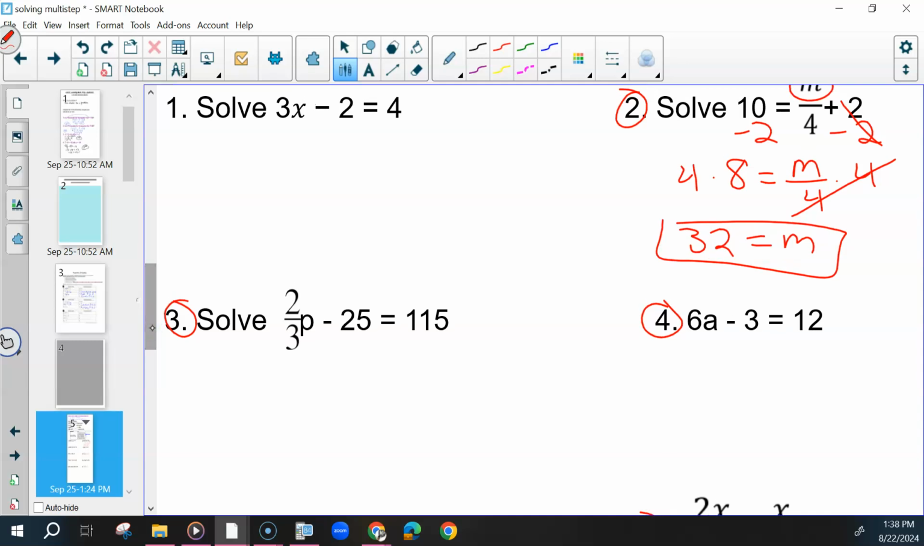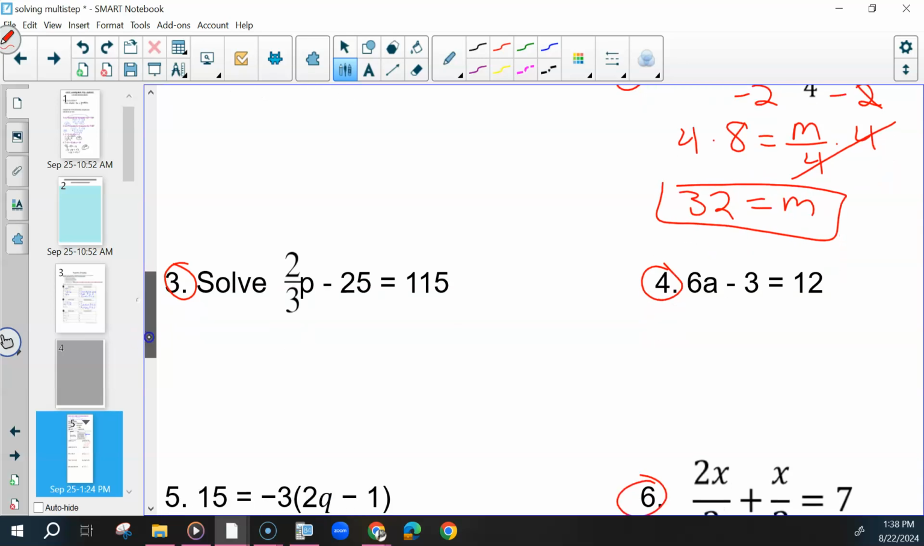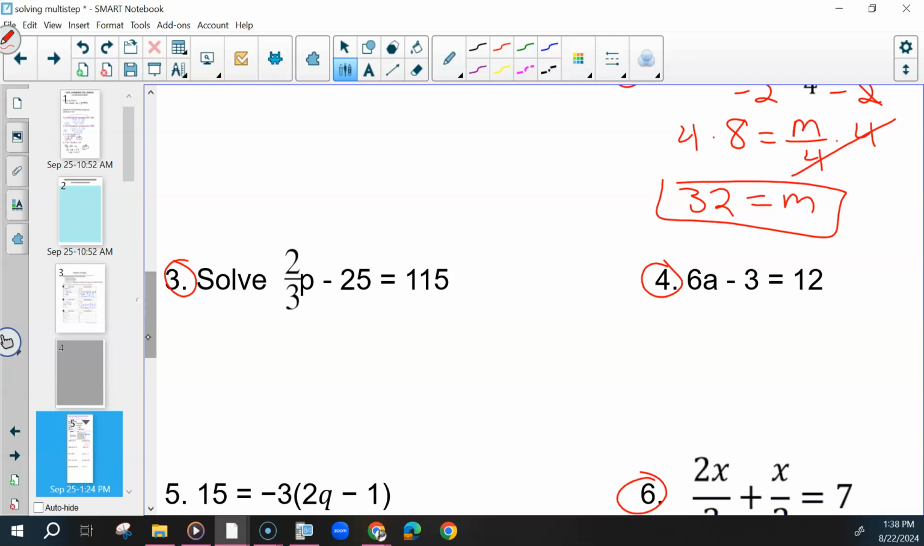With 3, there are kind of 2 different ways to go about it, just like with 6, and we may not have time to do both, and that's okay. We want to get p by itself, get rid of anything that's not directly attached to it first, so get rid of the 25 by doing what? Adding it. So we have 2/3 p, these cancel, equals, thank you.